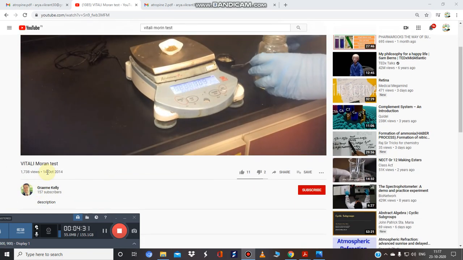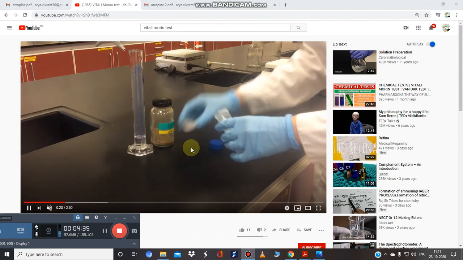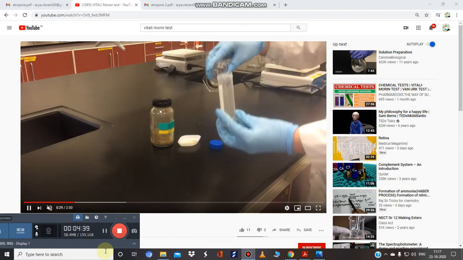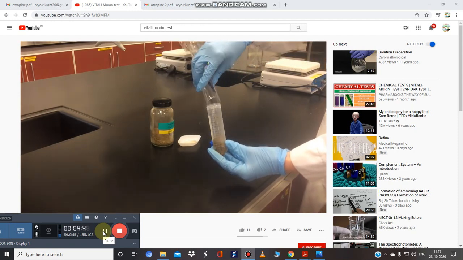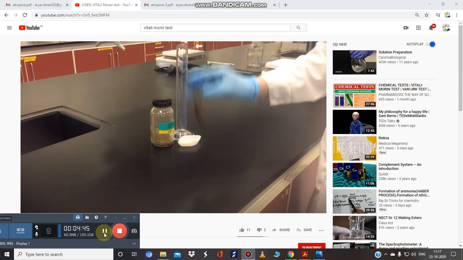I acknowledge this channel first of all. In this channel again a Vitali-Morin test was given. First of all, he used this atropa belladonna drug. In this case, the drug is used. So what we have to do, we have to first of all extract out the atropine. Only then will we be able to perform this test. Now see the procedure very carefully.